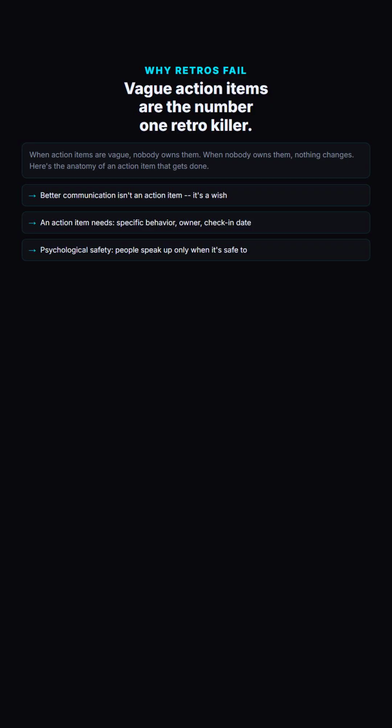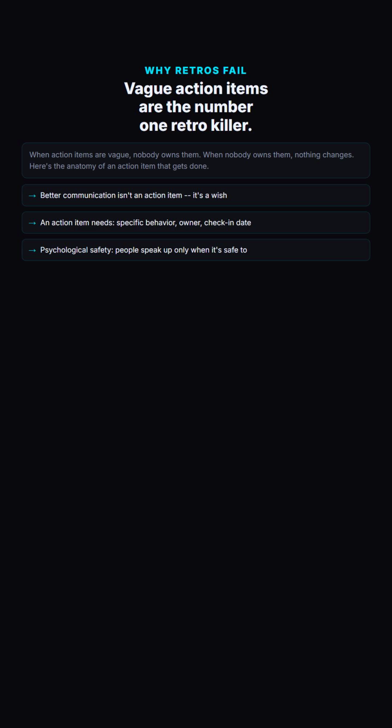The antidote is simple but requires discipline. Every retrospective action item must have a specific behavior, a clear owner, and a measurable outcome or check-in date. Not "we need better communication," but "starting next sprint, QA will join the developer kickoff conversation for each new story before implementation begins, owned by the QA lead, and we will check in on this in the next retro." That is an action item.